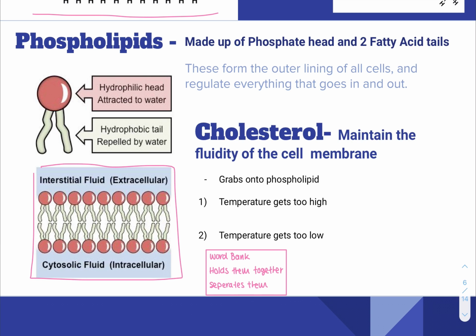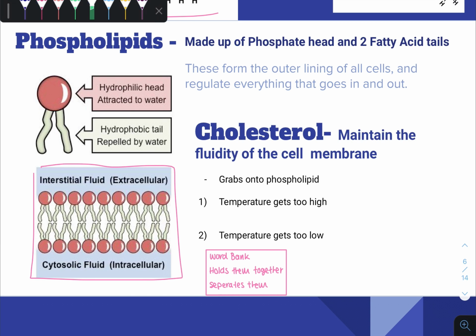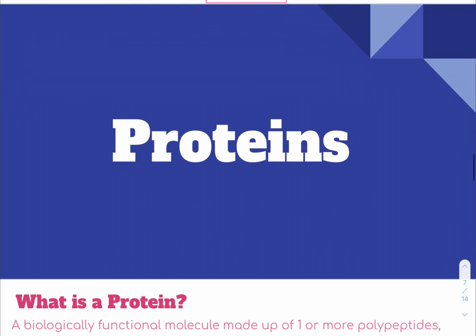The last type is called cholesterol. Basically what this does is that it maintains the fluidity of the cell membrane. It does this by grabbing onto phospholipids, so when temperature gets too high, it holds them together, and when temperature gets too low, it actually separates them, just like that. So next up we have proteins.